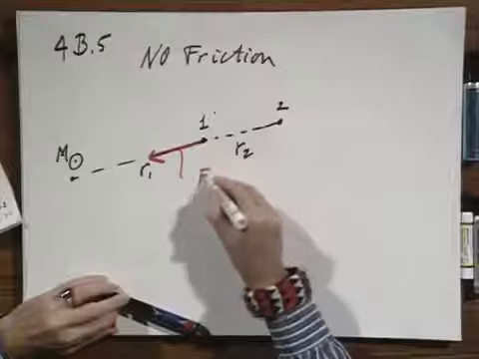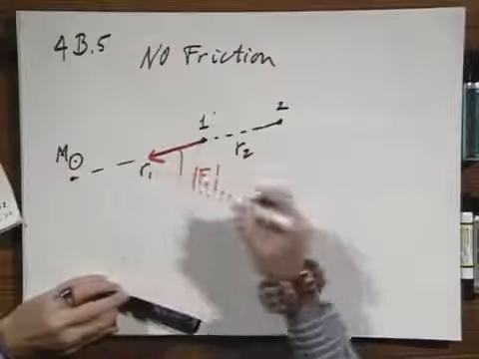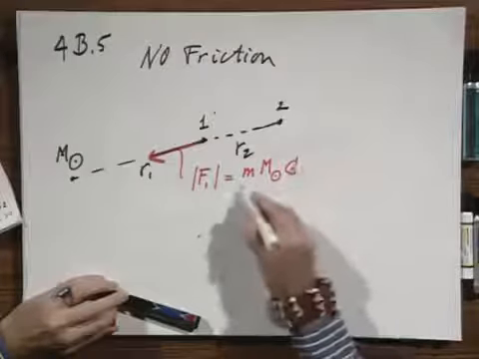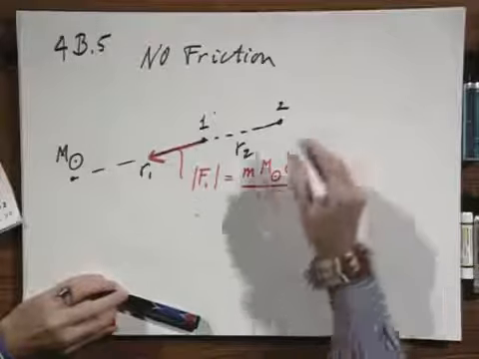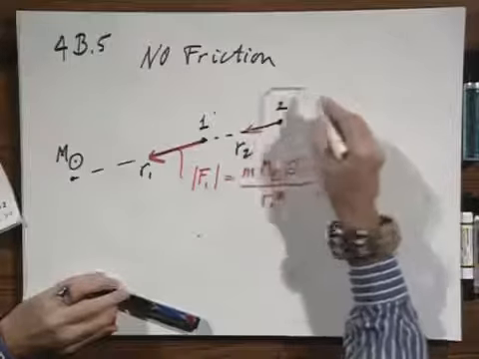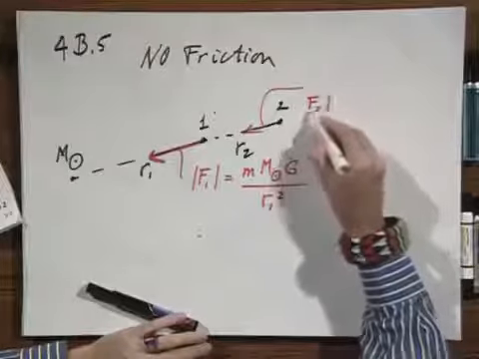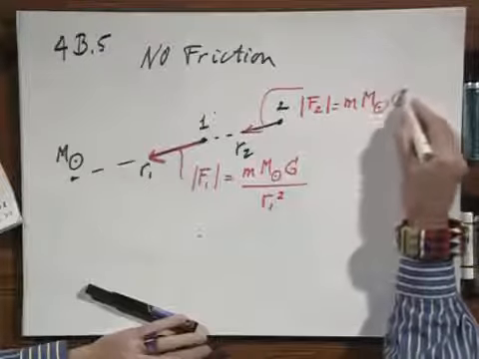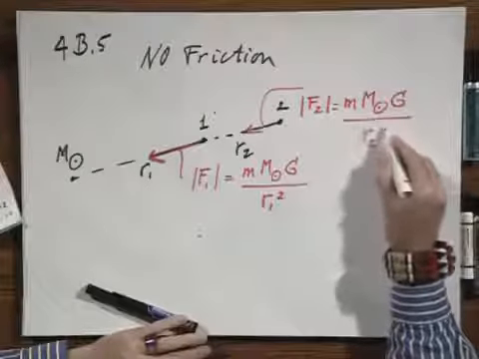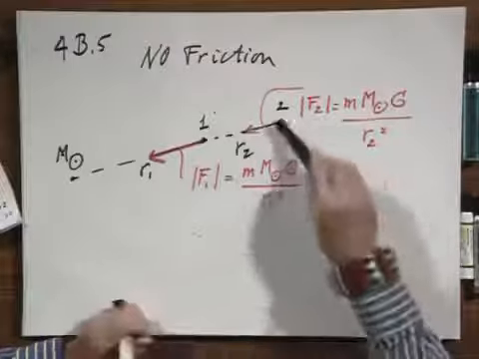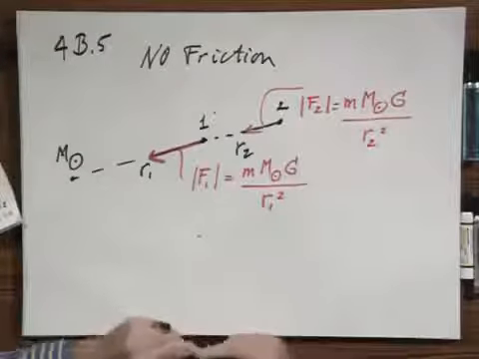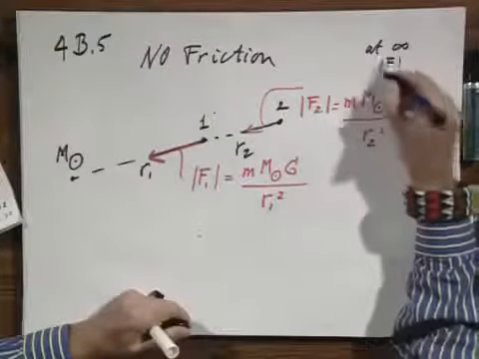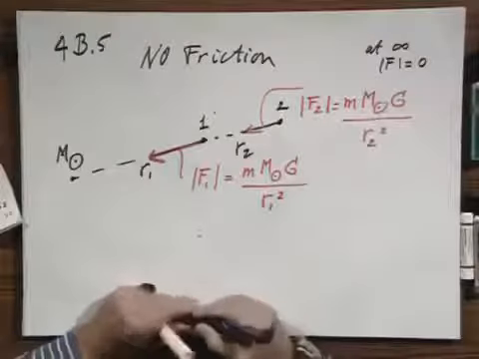This is F1. It's radially pointing towards the Sun, and the magnitude is m times the mass of the Sun times G divided by r1 squared. And this force, which is smaller because it's farther away from the Sun, F2, equals m times the mass of the Sun times the gravitational constant divided by r2 squared. And when I go all the way to infinity, the gravitational pull from the Sun equals zero, because 1 over r squared becomes zero.